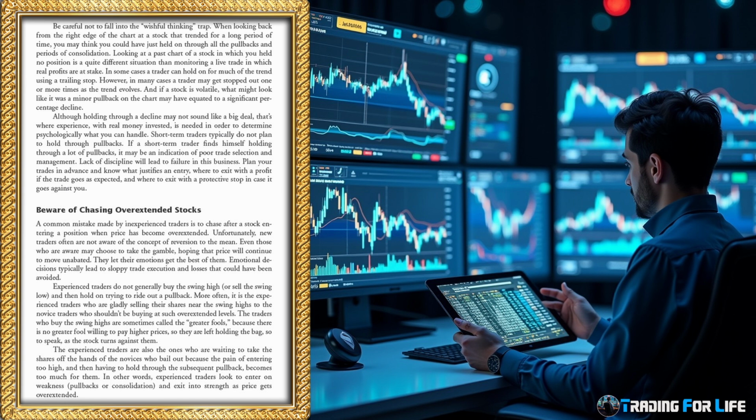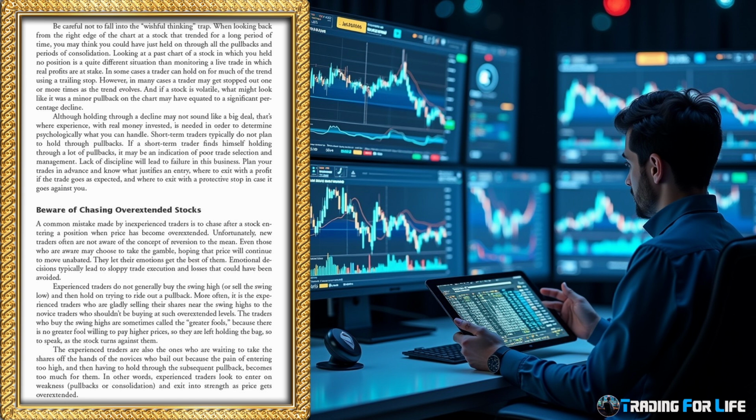Short-term traders typically do not plan to hold through pullbacks. If a short-term trader finds himself holding through a lot of pullbacks, it may be an indication of poor trade selection and management. Lack of discipline will lead to failure in this business. Plan your trades in advance and know what justifies an entry, where to exit with a profit if the trade goes as expected, and where to exit with a protective stop in case it goes against you. Beware of chasing overextended stocks. A common mistake made by inexperienced traders is to chase after a stock, entering a position when price has become overextended. Unfortunately, new traders often are not aware of the concept of reversion to the mean.